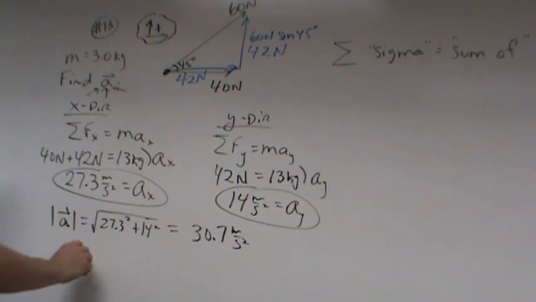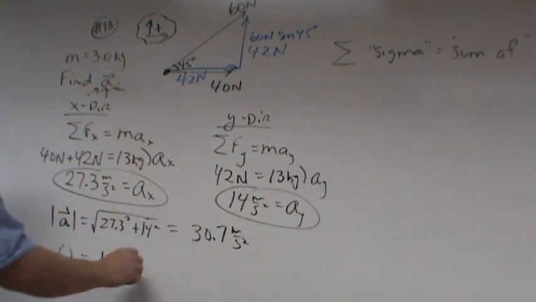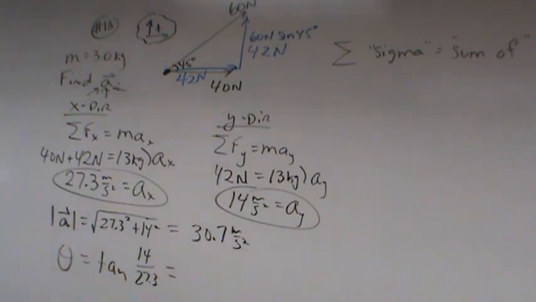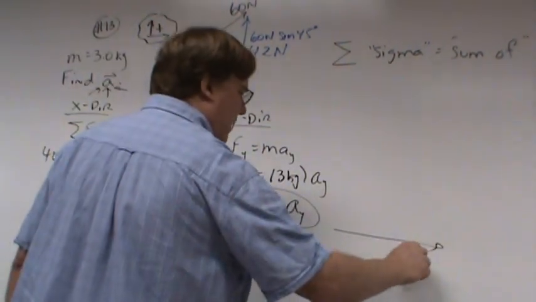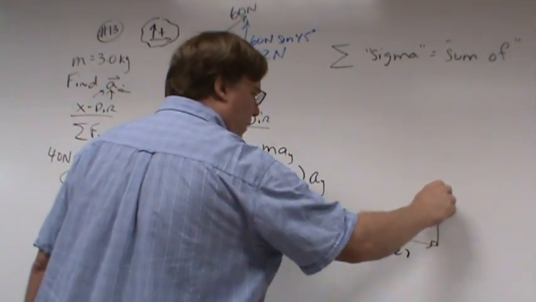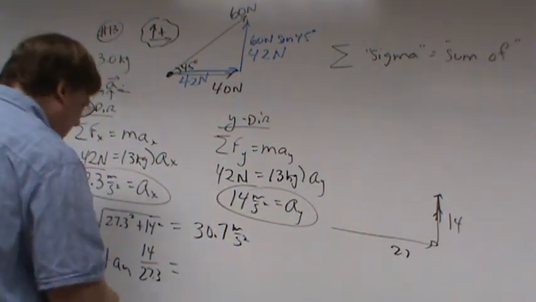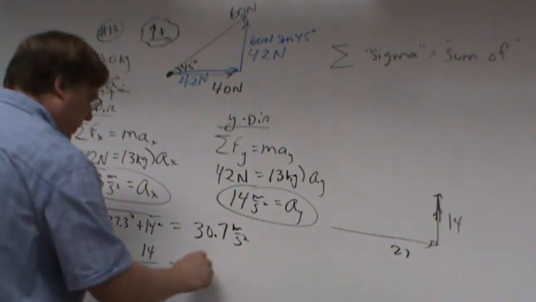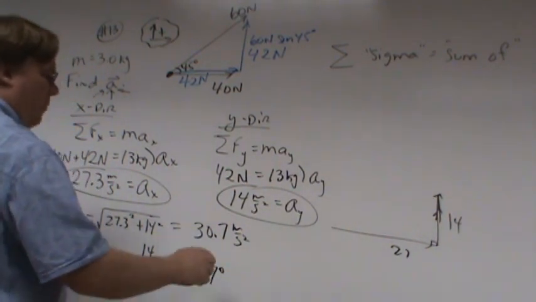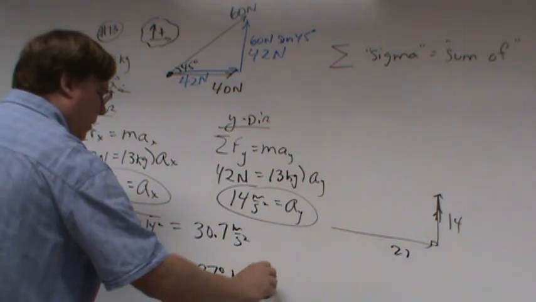And then my angle theta will be the inverse tangent of 14 over 27.3, because my acceleration has components 27.3 and then 14. So I take the inverse tangent of 14 divided by 27.3. I get 27 degrees. And it'll be north of east.